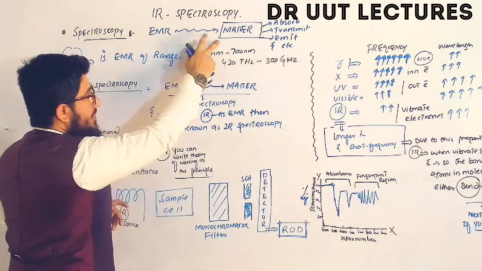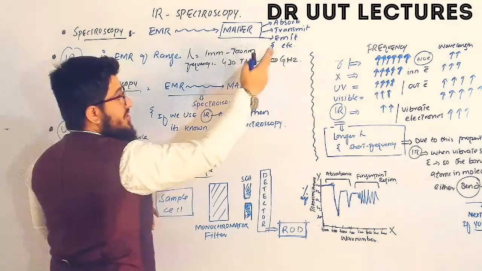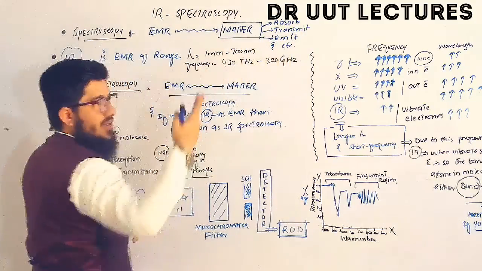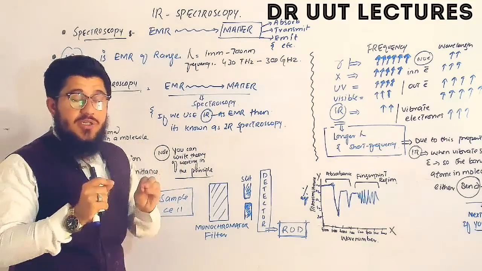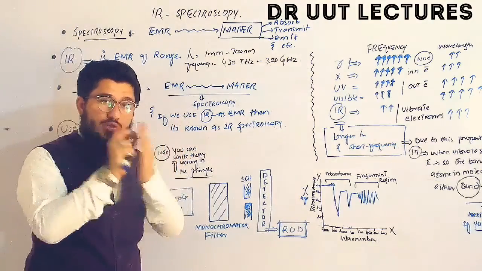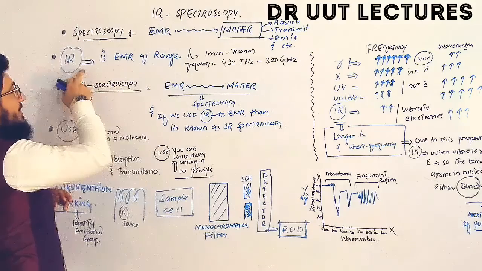And this interaction of matter with electromagnetic radiations is of different types. This interaction may be in the sense of absorption, transmittance, emission, etc. Our matter can interact in different ways. So in short, when electromagnetic radiations interact with matter, this interaction is called spectroscopy. That's it. Now let's move to our next point, that is IR.